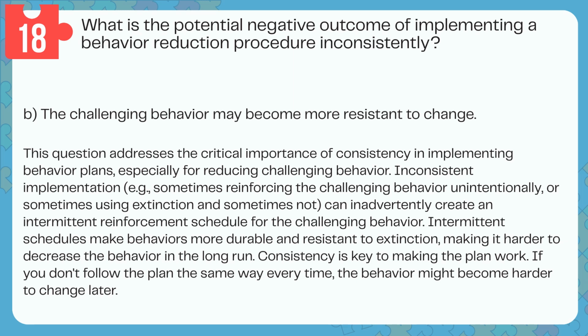Inconsistent implementation, for example, sometimes reinforcing the challenging behavior unintentionally, or sometimes using extinction and sometimes not, can inadvertently create an intermittent reinforcement schedule for the challenging behavior. Intermittent schedules make behaviors more durable and resistant to extinction, making it harder to decrease the behavior in the long run. Consistency is key to making the plan work. If you don't follow the plan the same way every time, the behavior might become harder to change later.